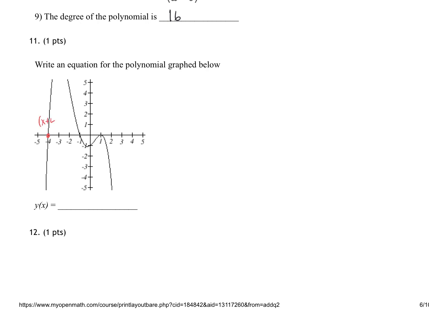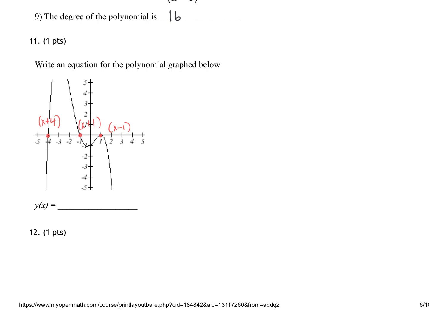The factor associated with that is the opposite sign, so since it's -4, it'll be x plus 4. The next zero I see is -1. The factor for that will be x plus 1. And then the next zero is 1, so the factor for that will be x minus 1. So I'm going to include each of those.